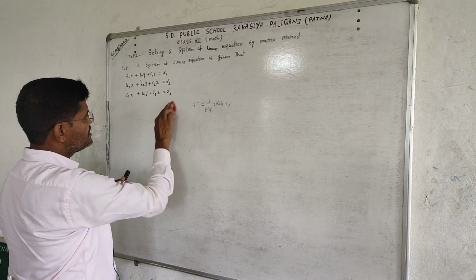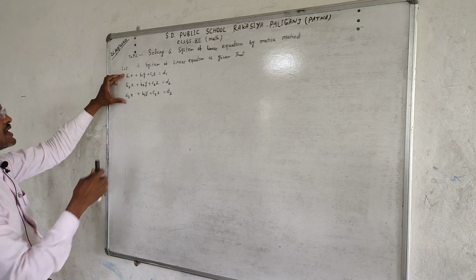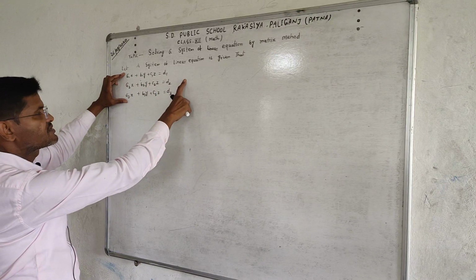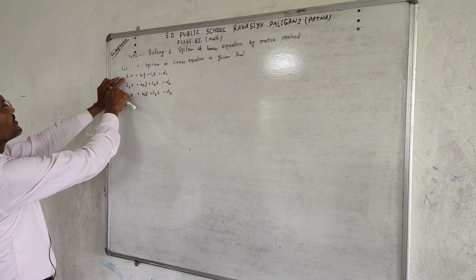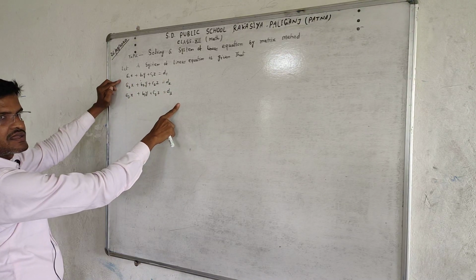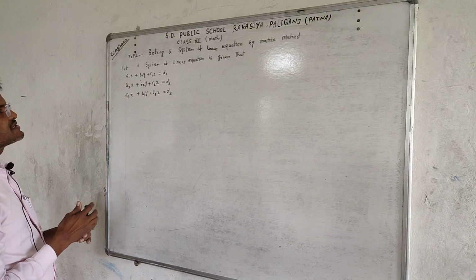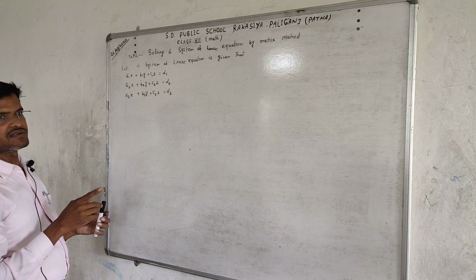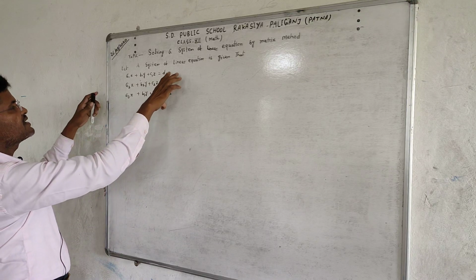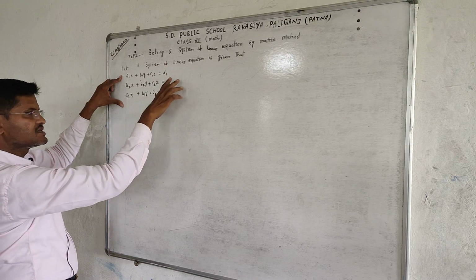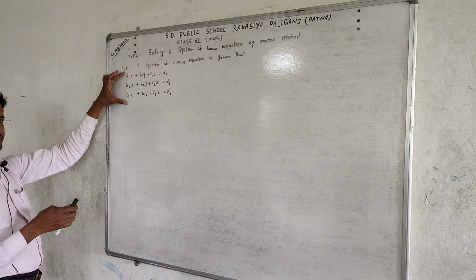In this class, we have to solve the system of linear equations. A system of linear equations is given here, and it depends on three variables. In this equation, there are three variables x, y, and z. Hence, we have to find the rule for solving this equation or equations of this pattern.